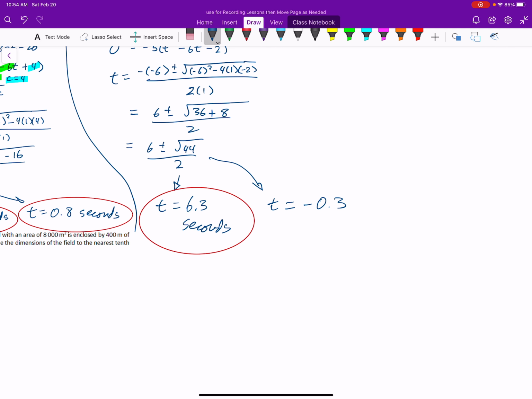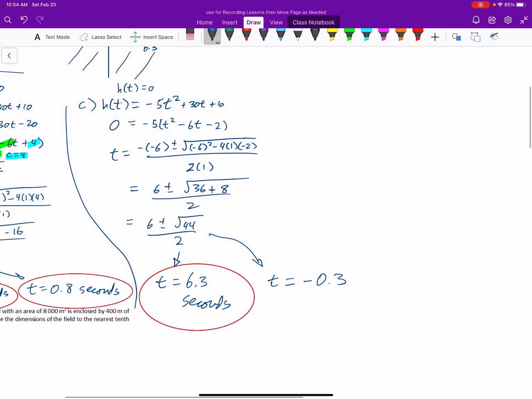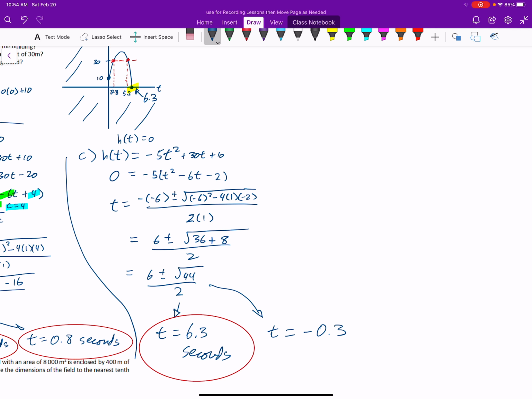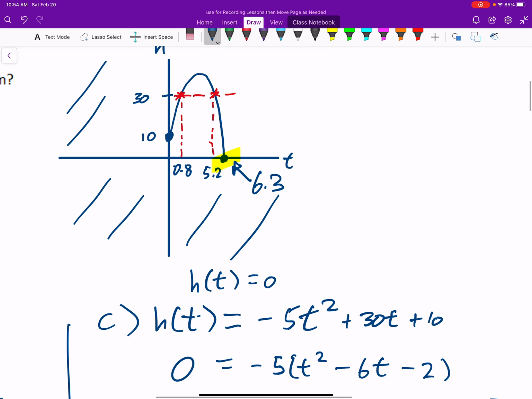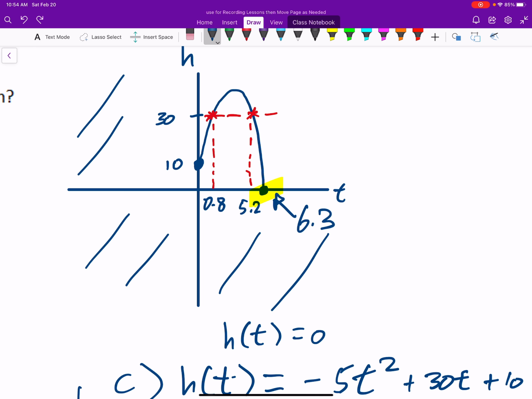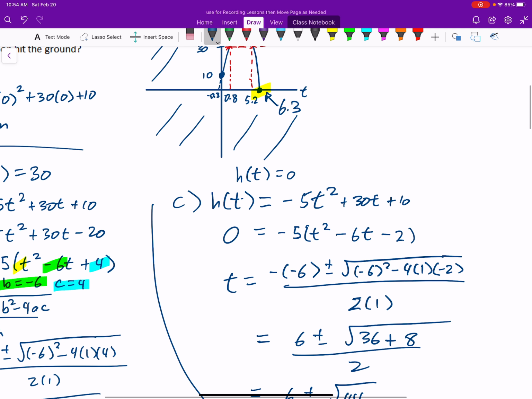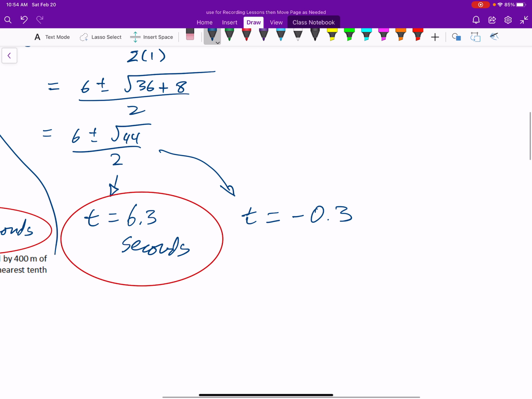I mean, it makes sense, the quadratic pumped it out, but it doesn't make sense in the context of this question. This negative 0.3 would be if I were to continue this parabola backwards, then I would have had to start negative 0.3 here, but that doesn't fit into the context of our question. It can't land 0.3 seconds before it was launched. So we'll call this an extraneous root, and we will disregard it.